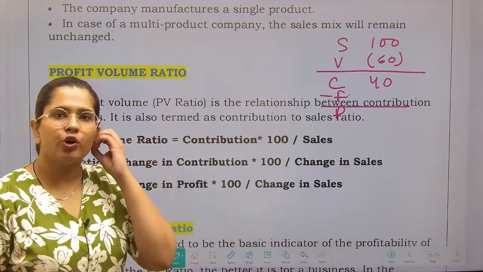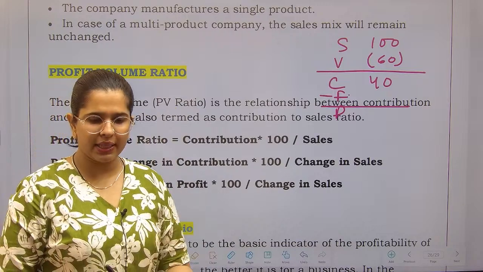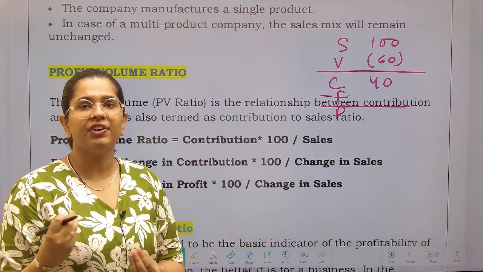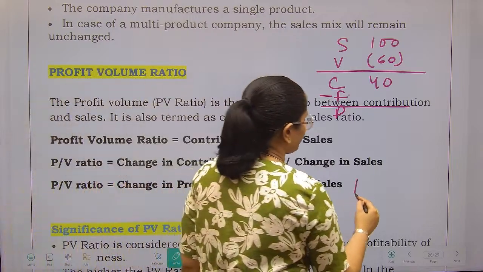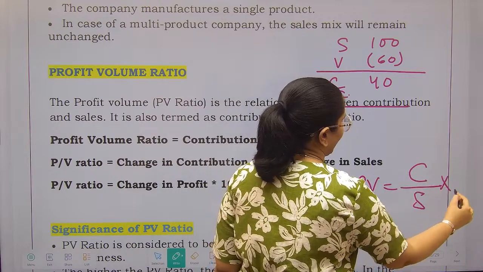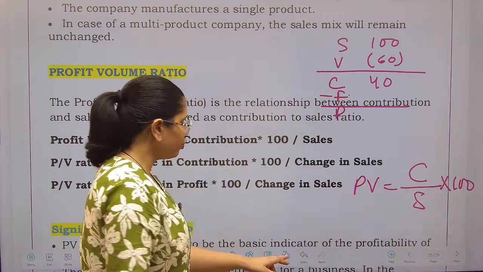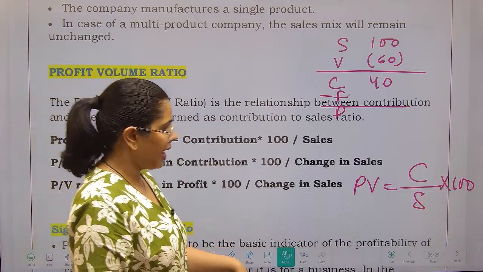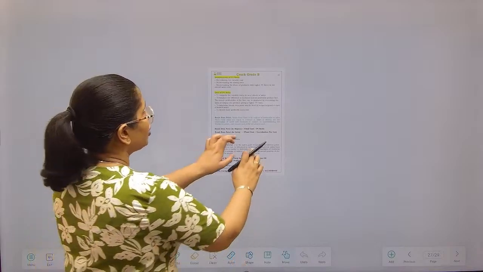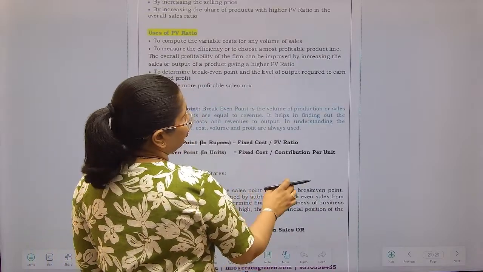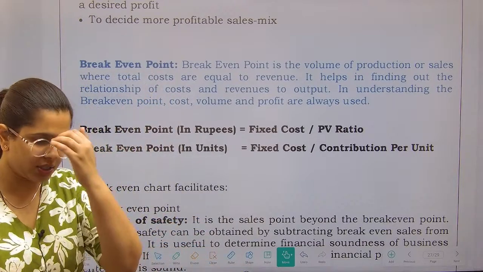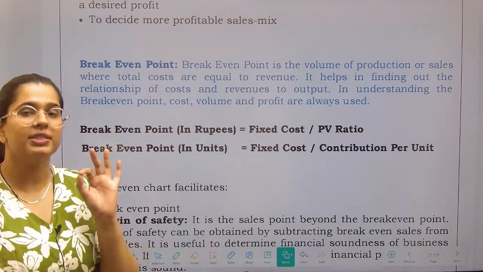Whenever we talk about PV ratio का क्या मतलब होता है? Profit volume ratio. PV ratio means profit volume ratio, and PV ratio represents contribution divided by sales multiplied by 100. Now if I have to find out the break even sales का मतलब क्या होता है? What will be the sale at which I will be able to reach a situation of no profit no loss, ठीक है? Remember that I'm talking about sales.